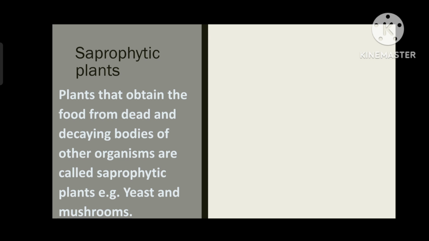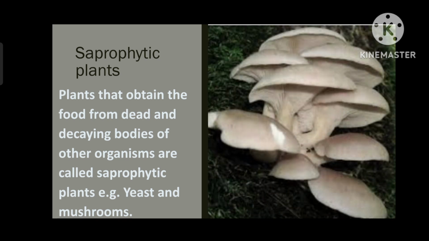Saprophytic plants. Plants that obtain food from dead and decaying bodies of other organisms are called saprophytic plants. For example, yeast and mushrooms.